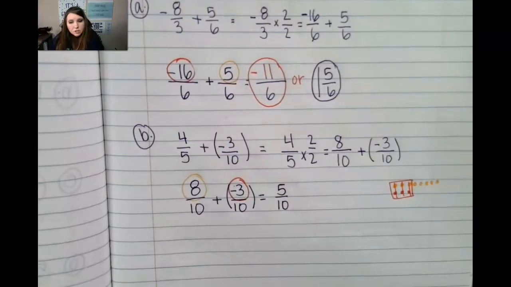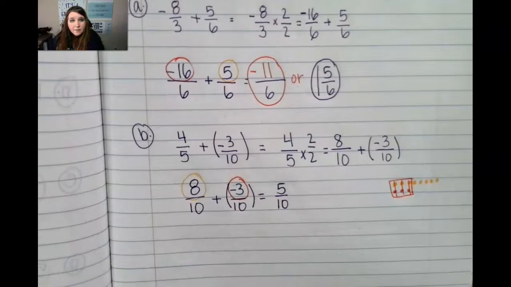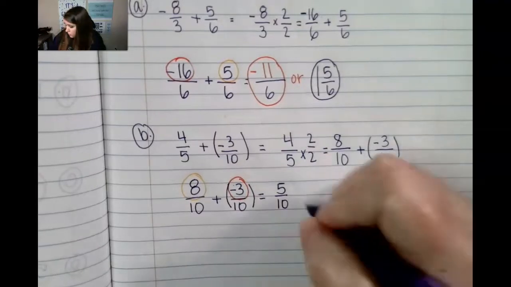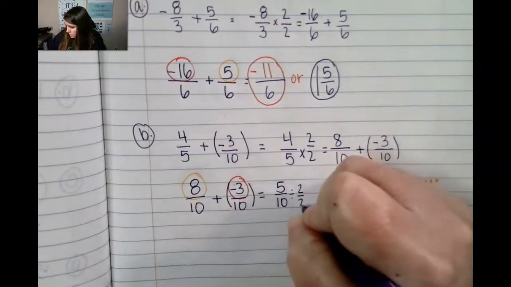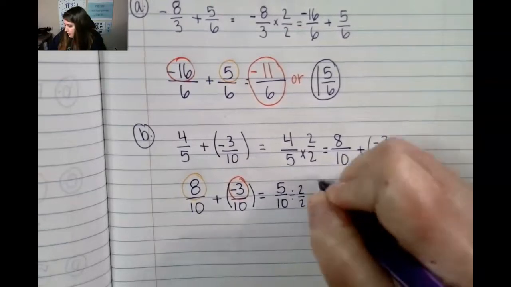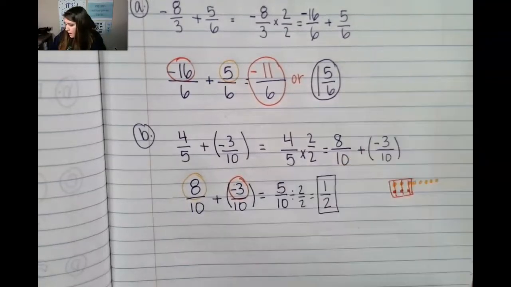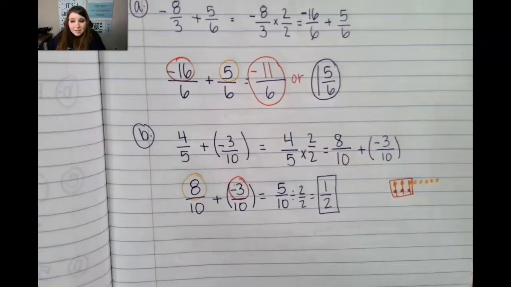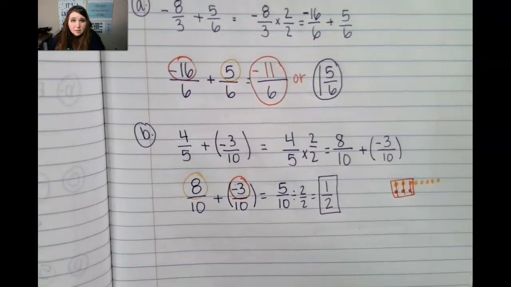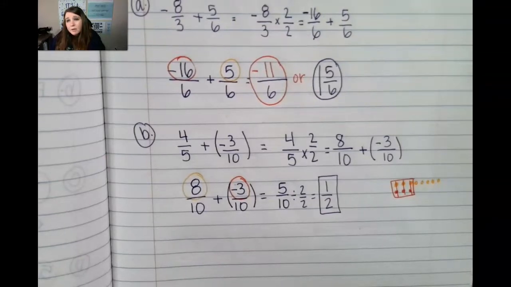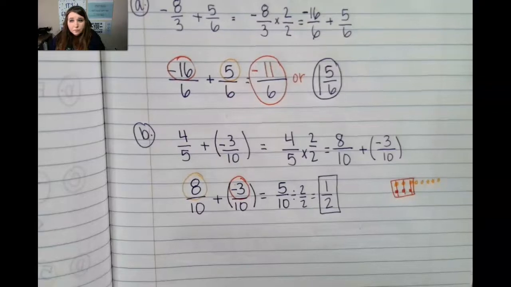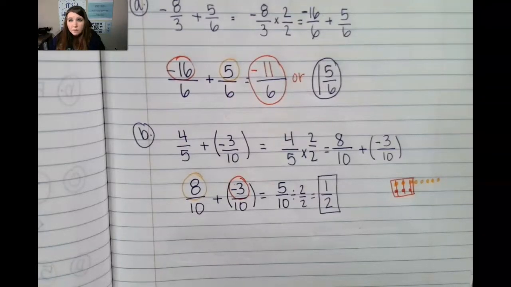5/10 can now be reduced. I can divide 5/10 by 2/2. And I get 1/2. So my answer is 1/2. So the only difference that you are adding into this process that's different from adding integers is that now you have a common denominator. Okay, so that's it. Once you get rid of your common denominator, you are good to go. Solve it like a normal integer.